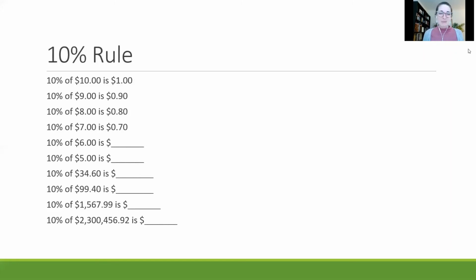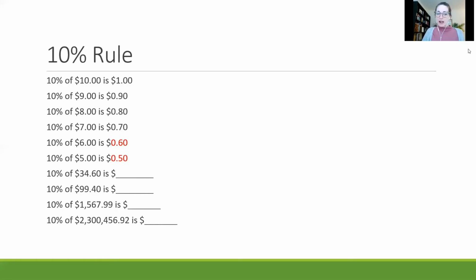Now, another rule I want you to think about and keep in mind is the 10% rule. Now, if you're trying to find the percentage of something, the 10% rule can be really helpful because we know that 10% just means that we're going to move our decimal place one spot over to the left. So for example, if I want 10% of $10, I just move that decimal place over and I get $1. Same thing if it's $9. I move that decimal place over and now my number becomes 90 cents. 10% of $8 is 80 cents, 10% of $7 is 70 cents. So what about $6? That's right, 60 cents. And $5? 50 cents.